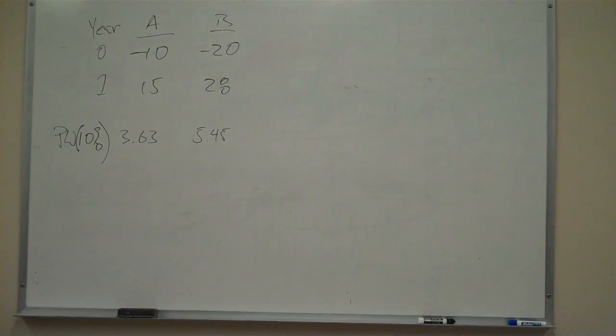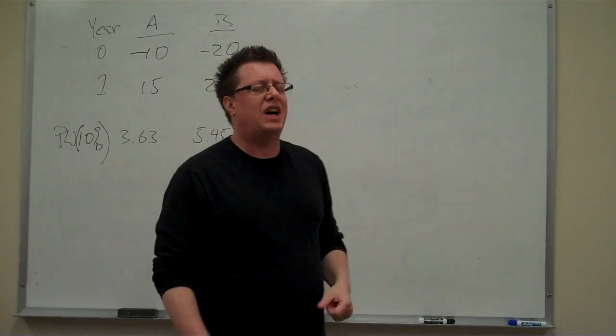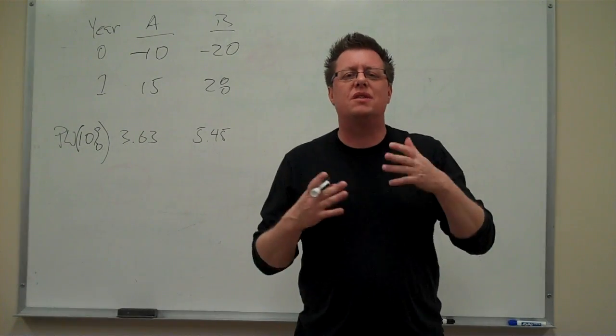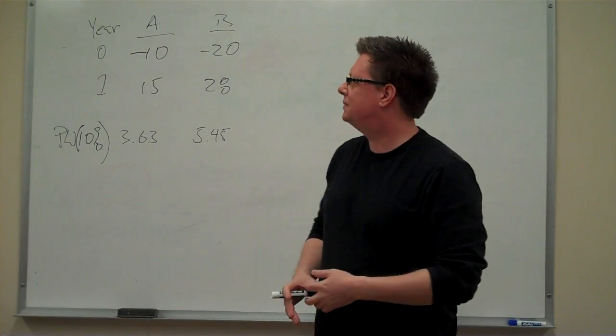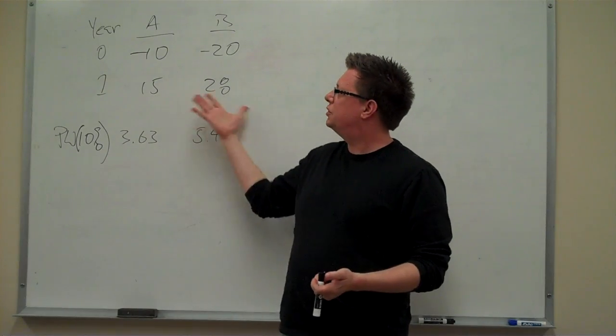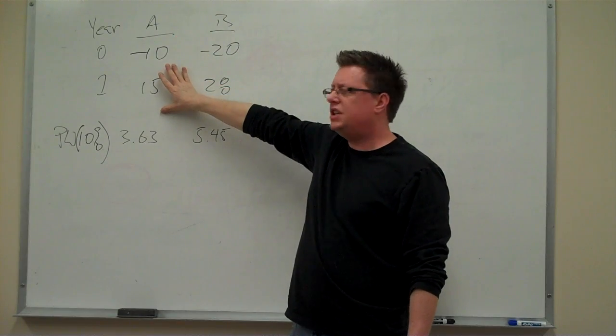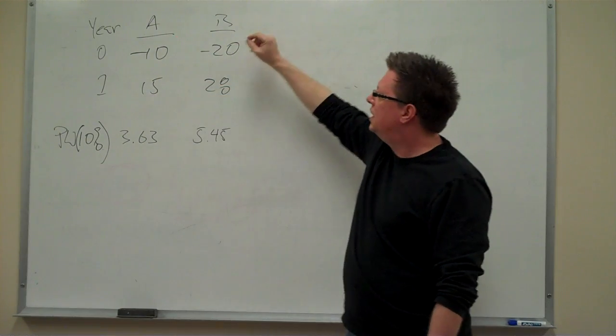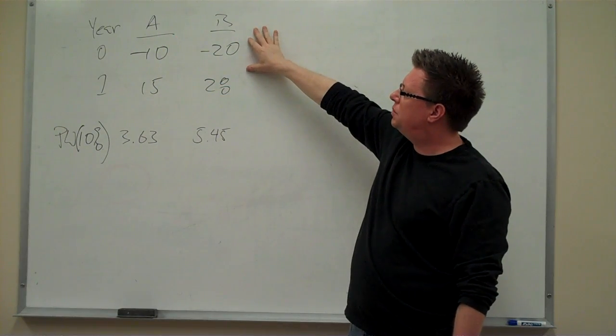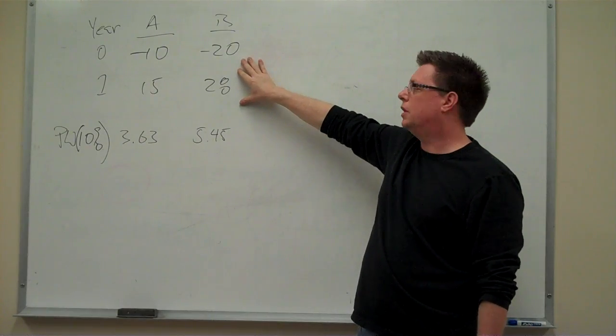Well, let's do a quick example on why you just can't take the asset with the highest internal rate of return and say this is the best one in an exclusive choice context. So what I've done here is I've set you up with two assets. The first asset costs you $10 in period 0, gets you $15 in period 1. The second one costs you $20 in period 0 and gets you $28 in period 1.